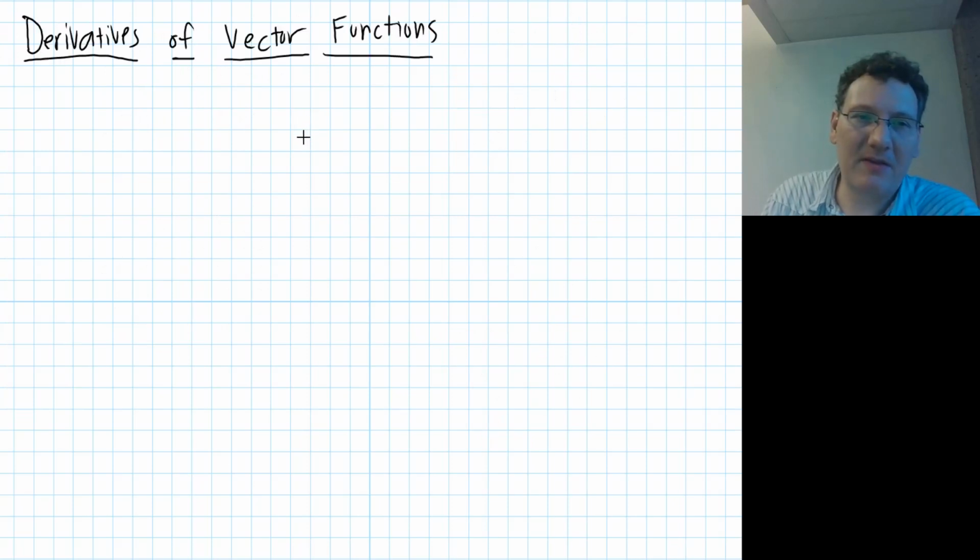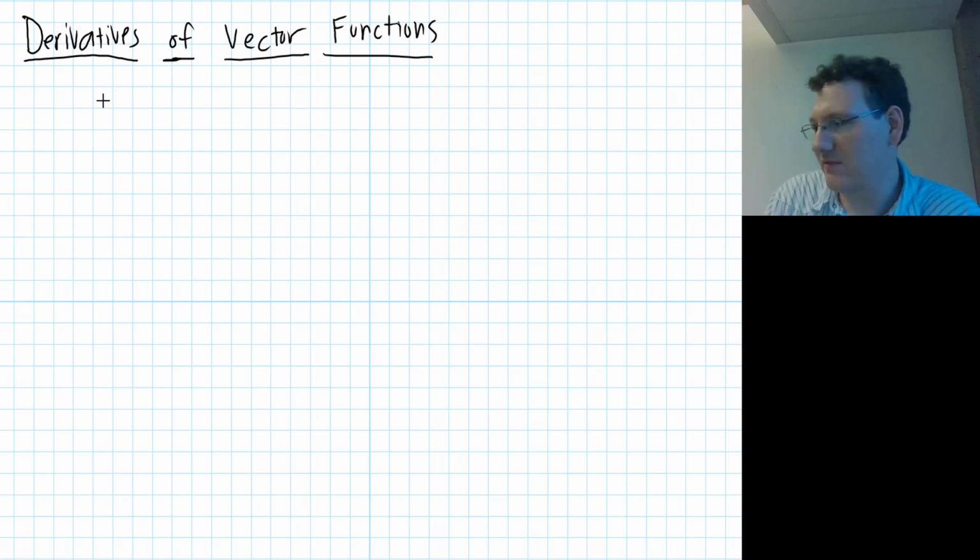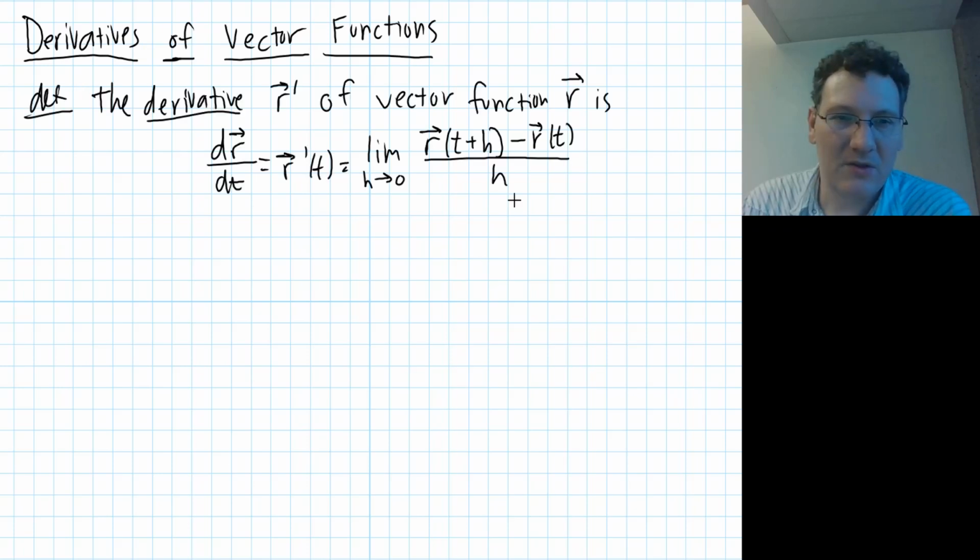Okay, so we're going to define the derivatives of vector functions, and we're going to kind of blast through Calc 1 with these vector functions. And first, the technical definition. So the derivative of a vector function, which we'll denote r prime, or dr over dt, is going to be defined as this difference quotient limit. So the limit as h goes to 0 of r of t plus h minus r of t all over h.